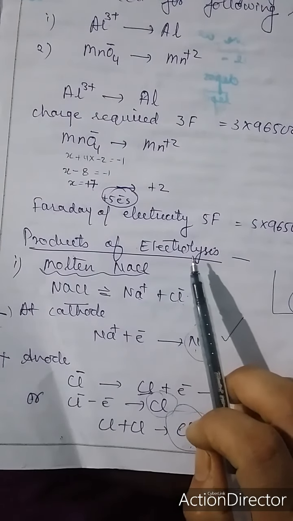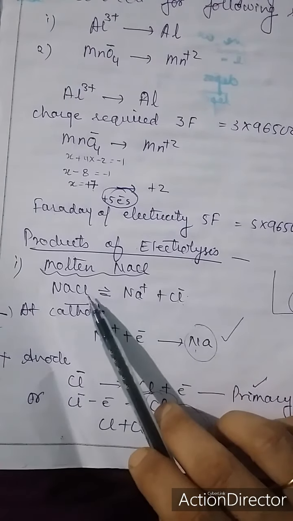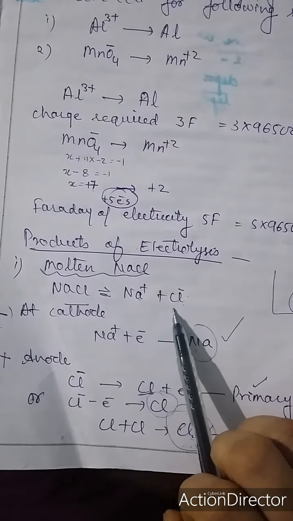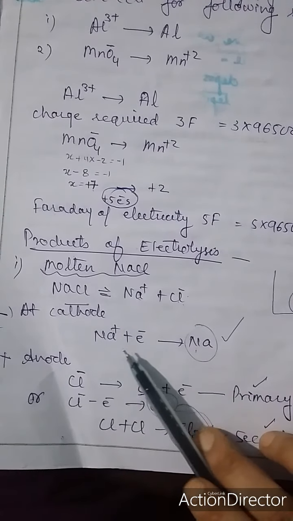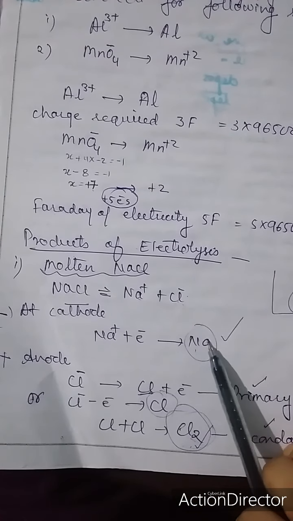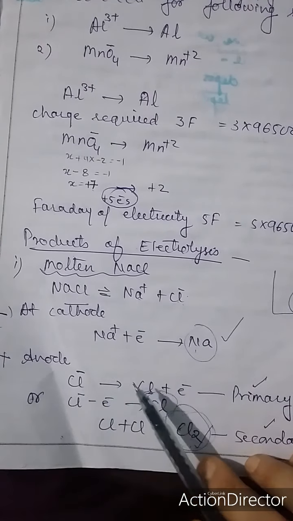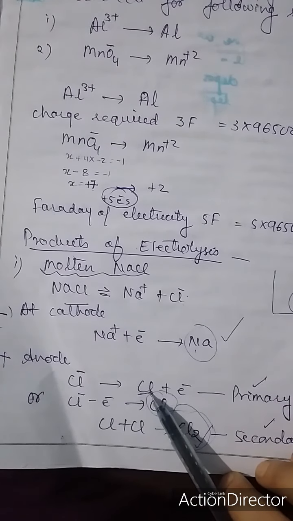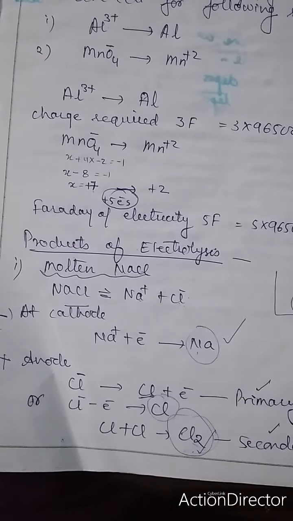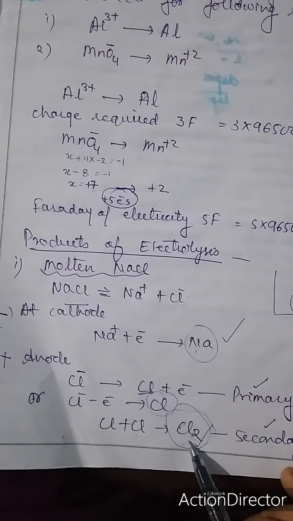Let us talk about the product of electrolysis. Molten NaCl will be Na+ and Cl-. So at the cathode, Na+ ions will take an electron and be converted into Na, and at the anode chloride ions will lose an electron and give you chlorine. And these chlorine atoms will react with each other to give you Cl2.